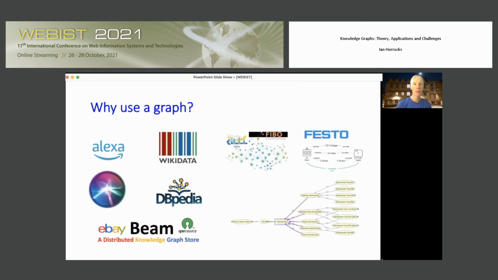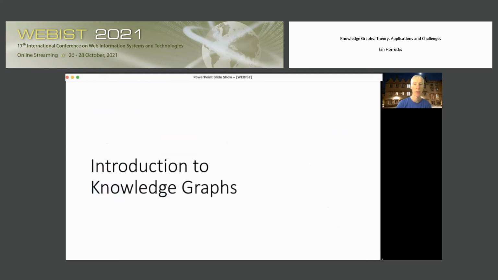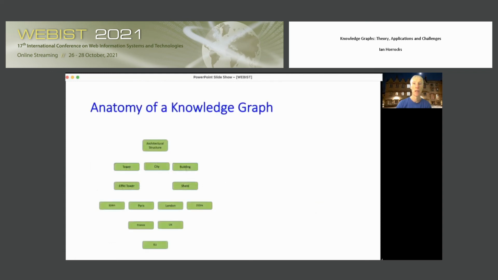Next, I'm going to introduce a small running example and use it to take a more detailed look at the structure of knowledge graphs, just to make sure we're all on the same page. A knowledge graph consists of a set of entities and values which make up the vertices of the graph, and these are connected by labeled edges that capture relationships between pairs of entities or between entities and values.